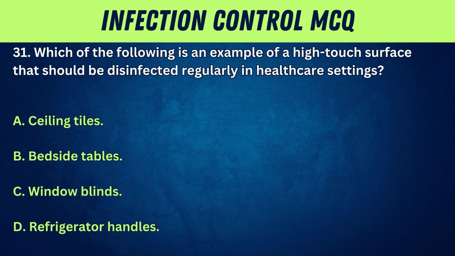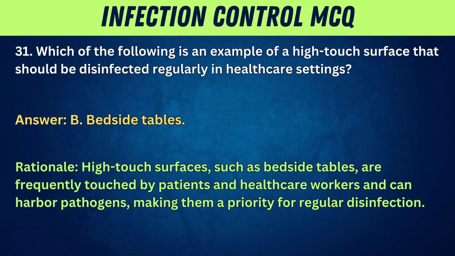31. Which of the following is an example of a high-touch surface that should be disinfected regularly in healthcare settings? A. Ceiling tiles. B. Bedside tables. C. Window blinds. D. Refrigerator handles. Answer: B. Bedside tables. Rationale: high-touch surfaces, such as bedside tables, are frequently touched by patients and healthcare workers and can harbor pathogens, making them a priority for regular disinfection.